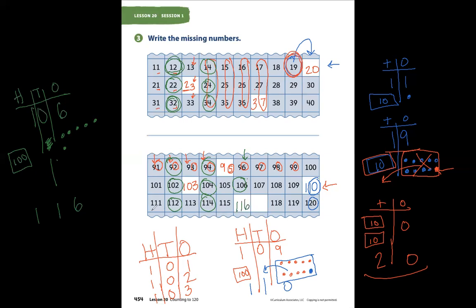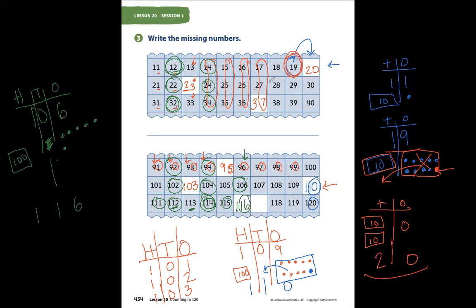Let's see if this makes sense. 111, 112, 113, 114, 115, 116. It does make sense.